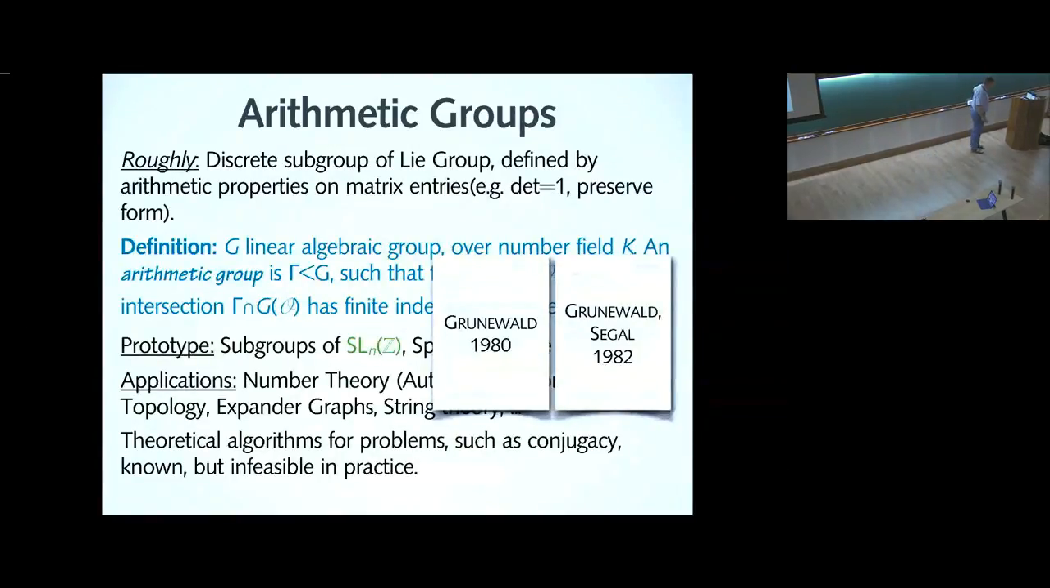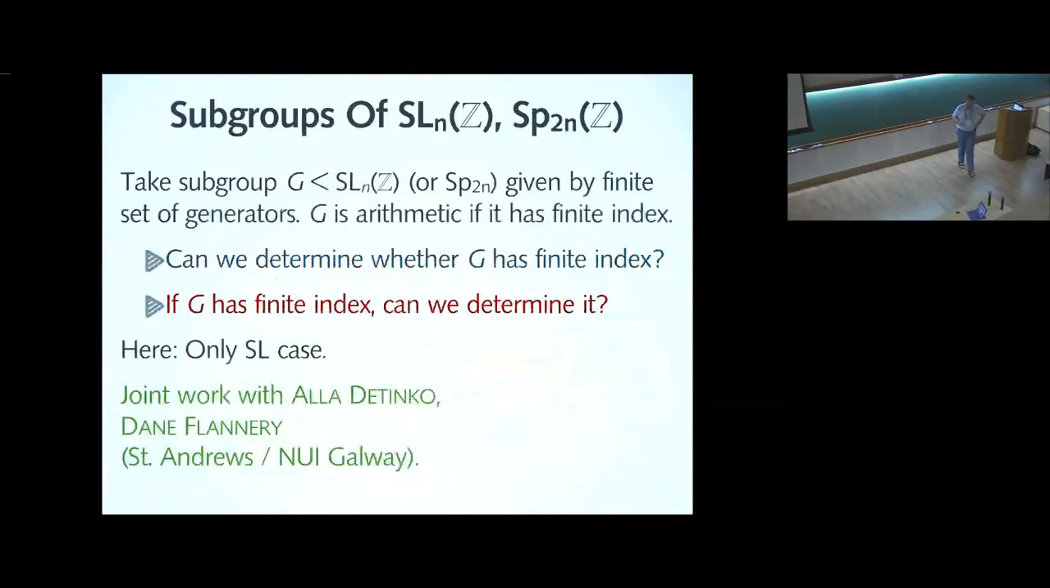So, what I want to look at is the situation where I have a subgroup of SLNZ or SPNZ given by a finite set of generators. Such a subgroup is arithmetic if it has finite index. So, there are 2 obvious questions. One is, can we determine whether the group has finite index?